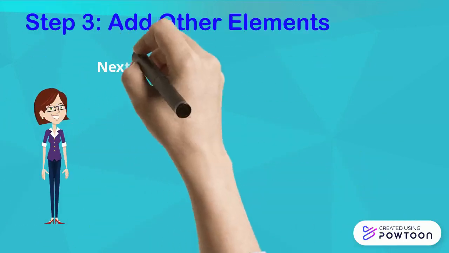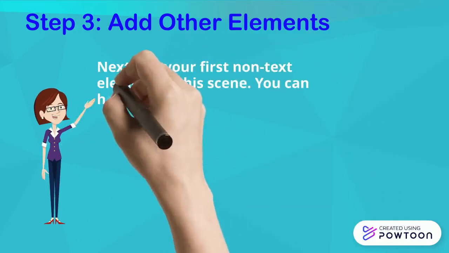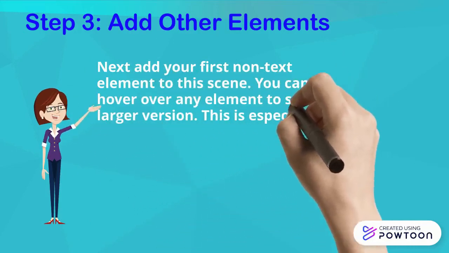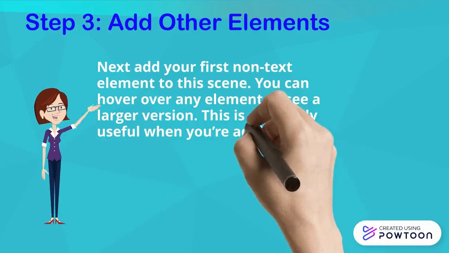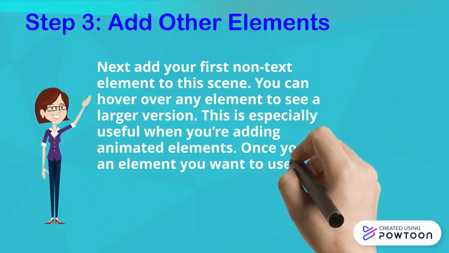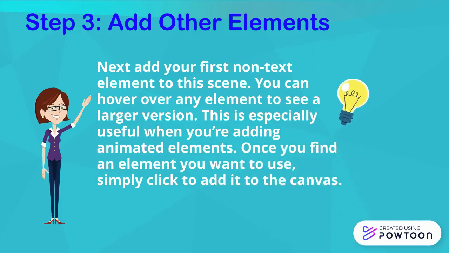Third, add other elements. Next, add your first non-text element to this scene. You can hover over any element to see a larger version. This is especially useful when you are adding animated elements. Once you find an element you want to use, simply click to add it to the canvas.